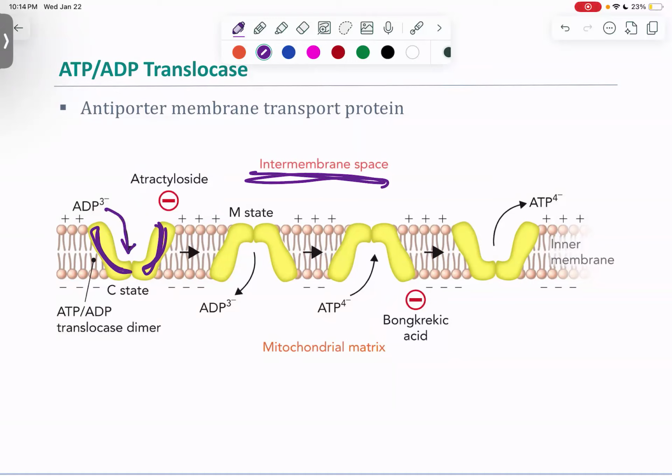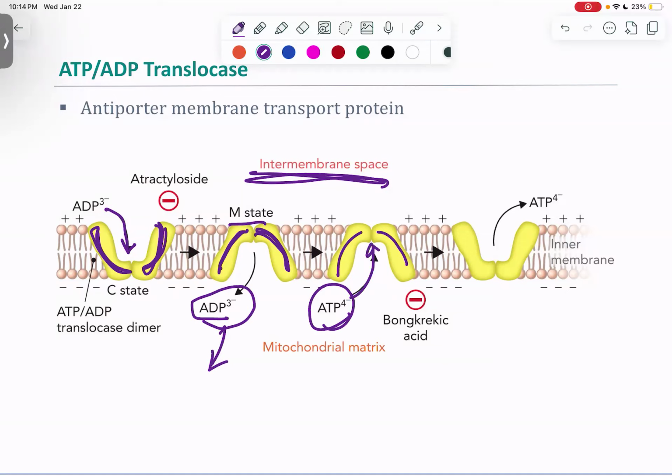ADP binds with very high affinity. So after ADP binds, it induces a conformational change. The conformational change now opens this protein up to the matrix side. So that's why they call it the M state. So the M state, once that conformational change occurs, it's no longer high affinity for ADP, so ADP gets released into the matrix. Now that M state, we're still in the M state, has a high affinity for ATP.